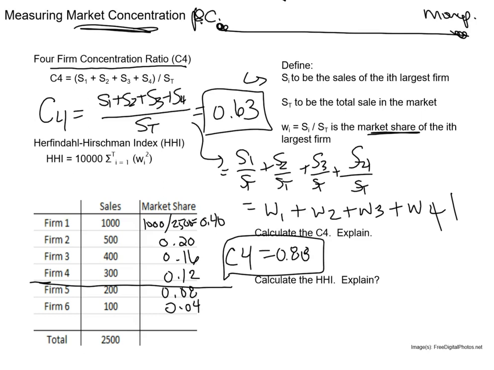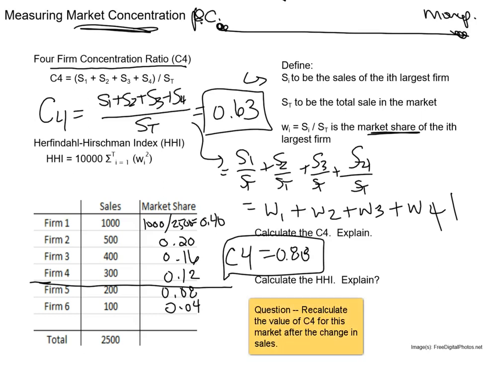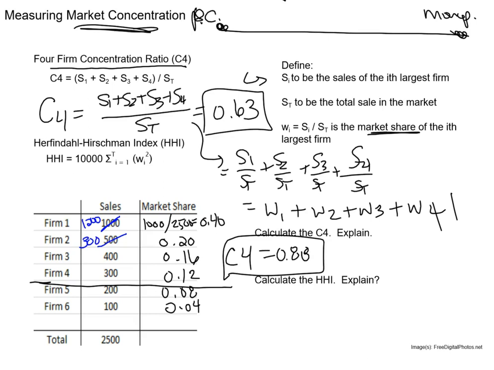I want to point out one criticism of the C4 real quick. I'm going to change two values. What if firm one goes up to 1,200 and firm two drops down to 300? Can you recalculate what the value of C4 is? What you should have found is that when those sales values change, the market shares of the top two firms have changed, but the C4 didn't change. And conceptually, what's happened here? The biggest firm in the market got even bigger.